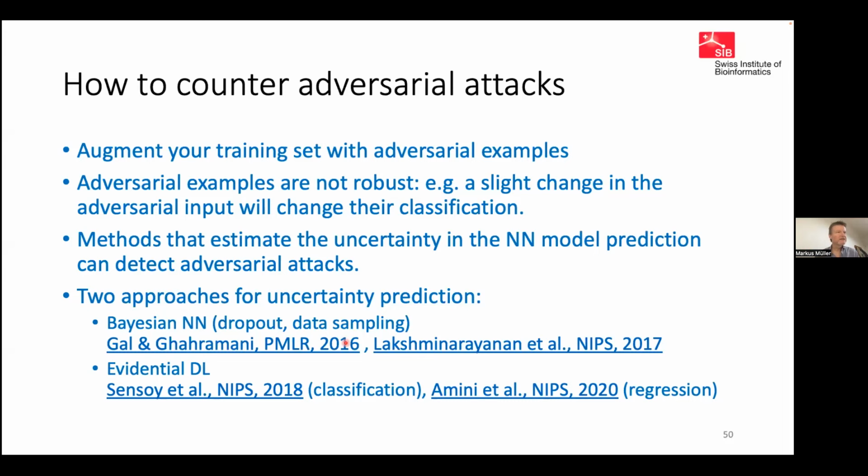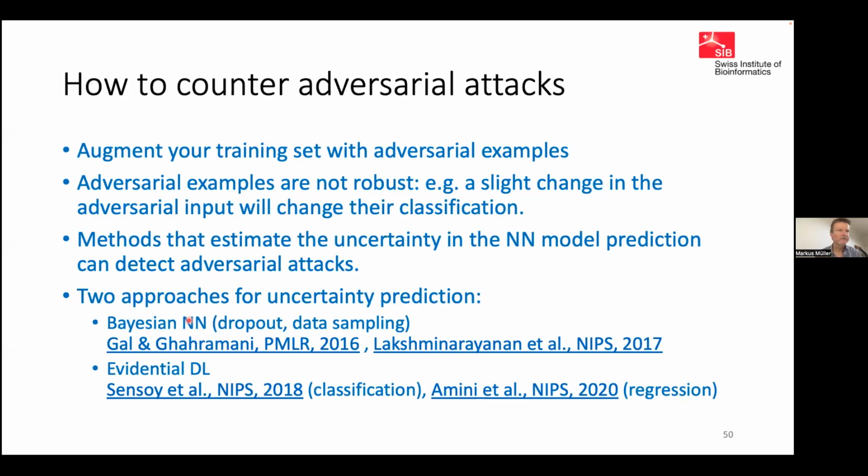These are the Bayesian neural networks, which use dropout or data sampling or other techniques, basically to sample outputs, and then you get a distribution of outputs, and you can evaluate whether the variance of that distribution is small, in which space of the image, for example, so that you can have more confidence, or when the variance is large, you have less confidence in the identification.